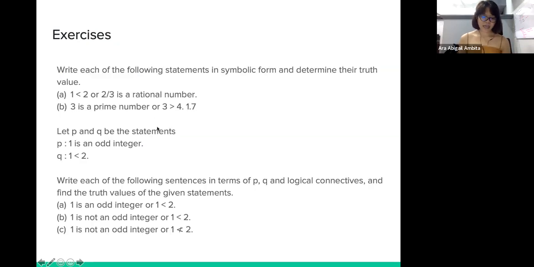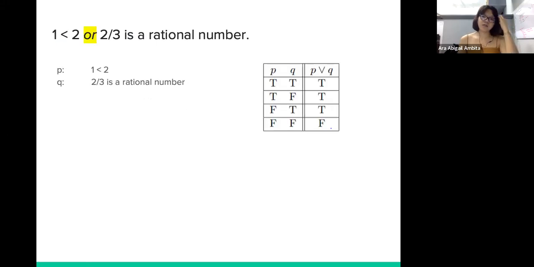Okay, so let us have some more examples. Write each of the following statements in symbolic form and determine their truth value. The first statement is 1 is less than 2, or 2/3 is a rational number. And the second is 3 is a prime number, or 3 is greater than 4. So let us examine it one by one. The first statement: 1 is less than 2, or 2/3 is a rational number. We can see that there are two statements that are being connected by or.